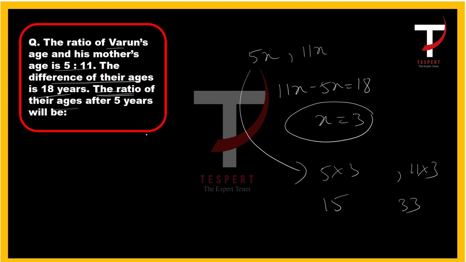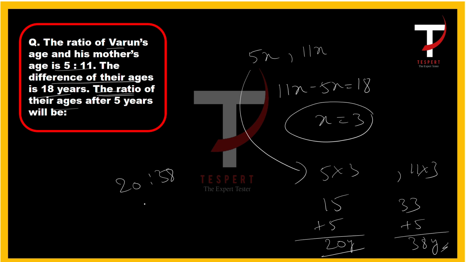So after 5 years it will be plus 5, and here plus 5. So the final age after 5 years is 20 years, and in his mother's case it will be 38 years, right? So 20 years and 38 years, calculate the ratio. It's 10 is to 19. So the ratio of Varun and his mother is 10 is to 19 after 5 years.